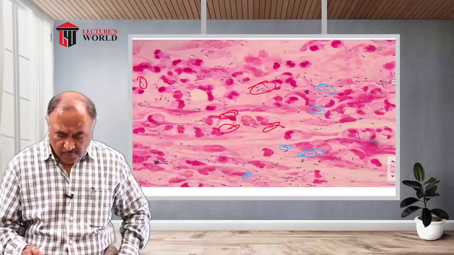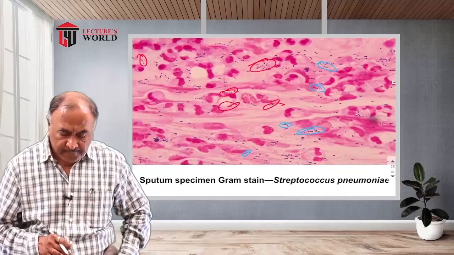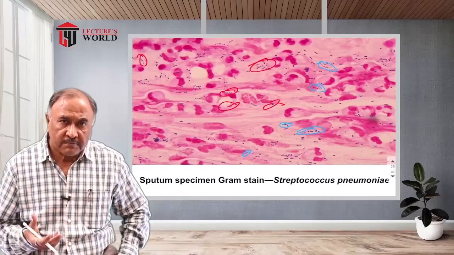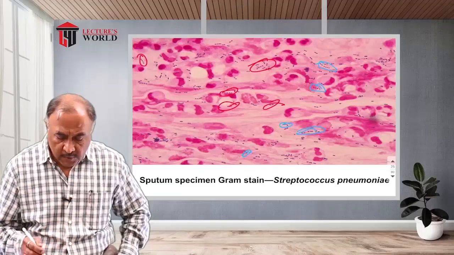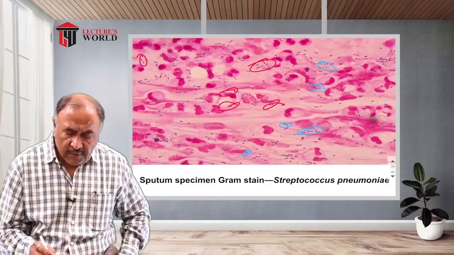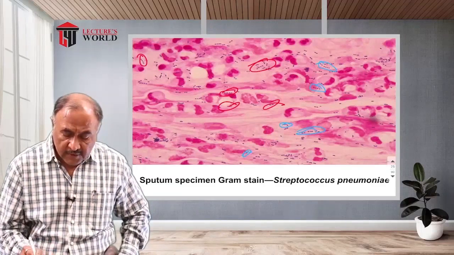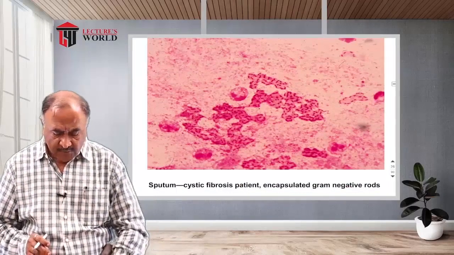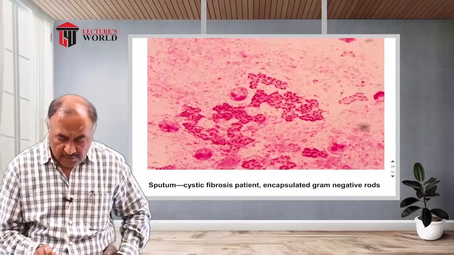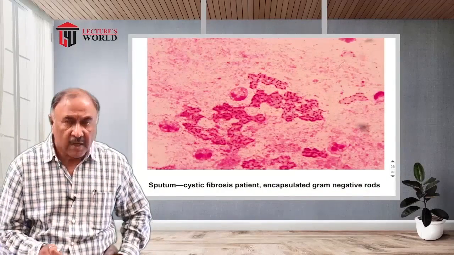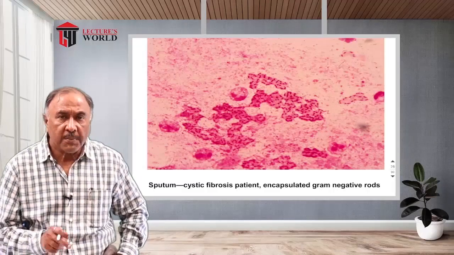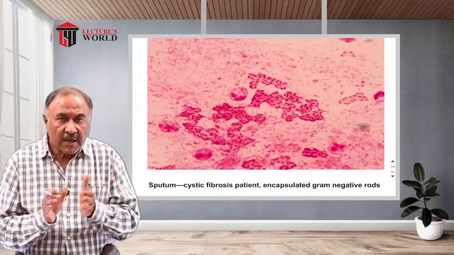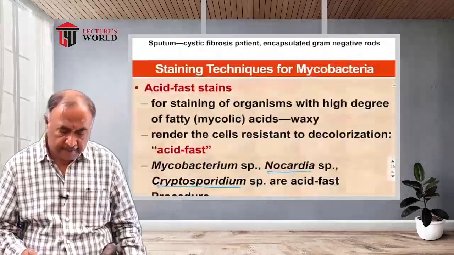This slide is showing you Streptococcus pneumoniae from the sputum sample. The sputum collected from a patient shows streptococci, and these cocci are typically small in size and in a short chain. This is again the sputum showing cystic fibrosis, and you can see gram-negative short rods which are encased in capsules. That is, capsules are observed, and in these capsules are trapped gram-negative rods.